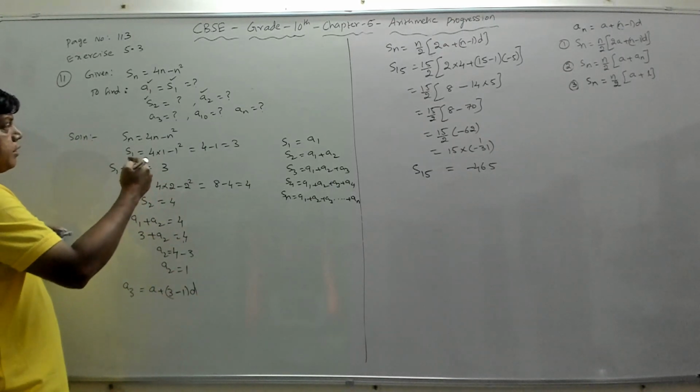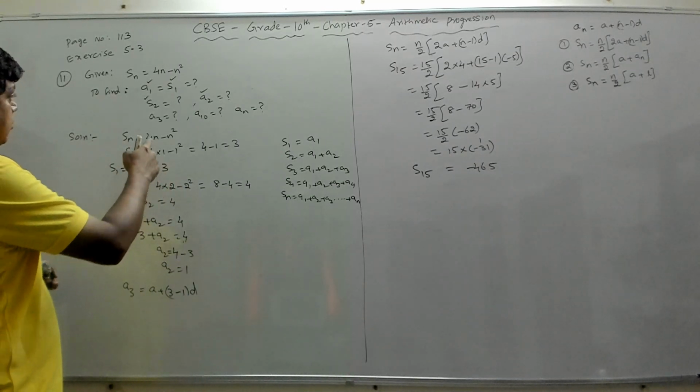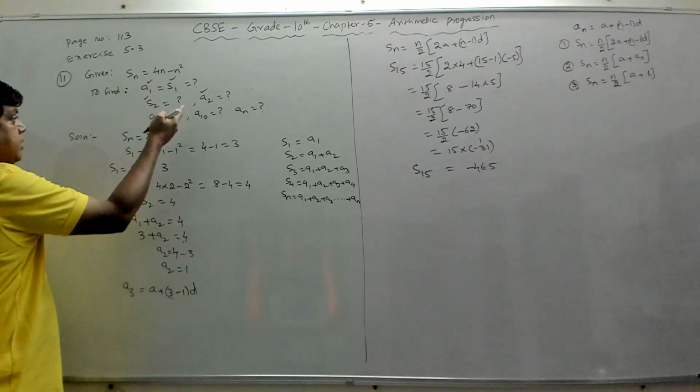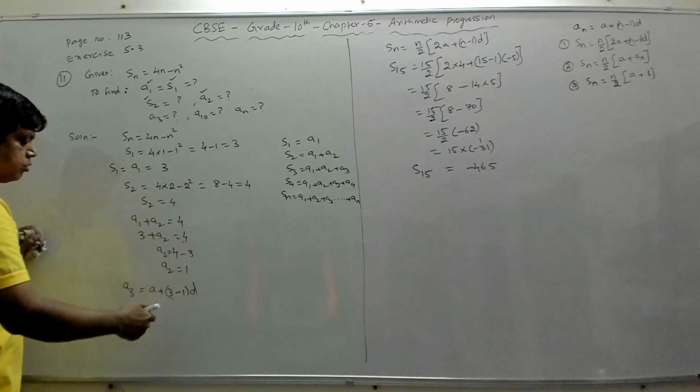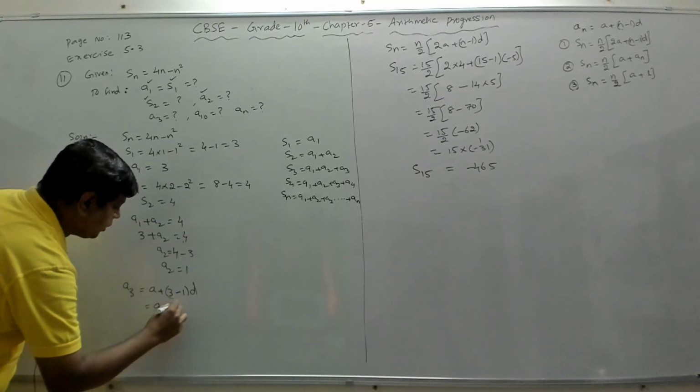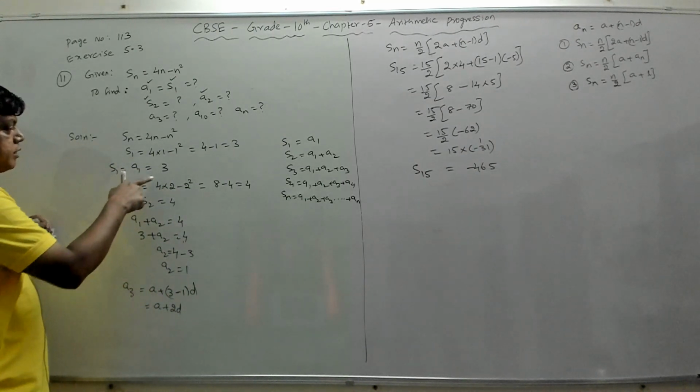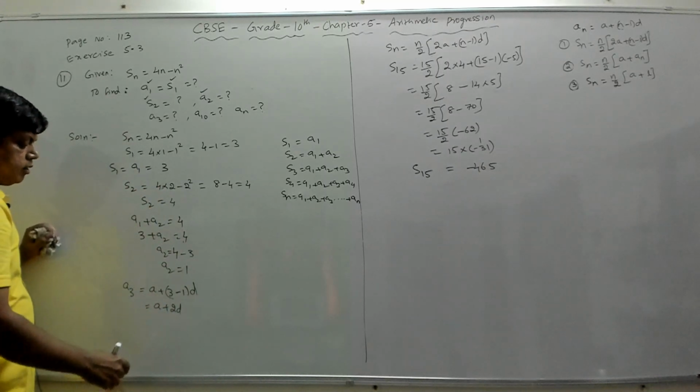Or we can also write it the other way. We can even find S3 and then subtract and get it, but we can use this also. So A plus 2D. Now we know A, the first term, is 3. We should find D. Then we can substitute.